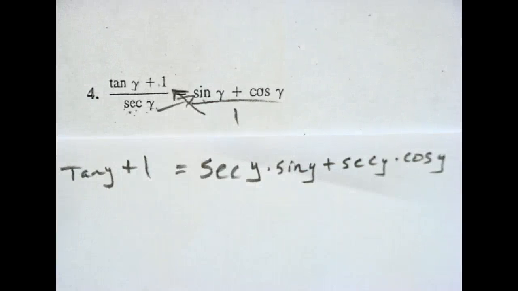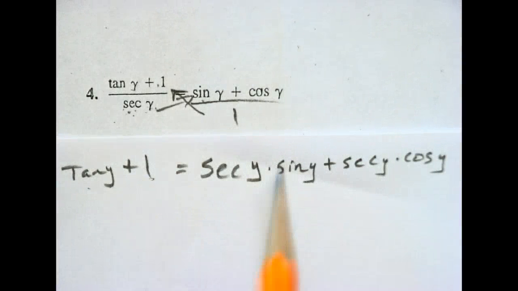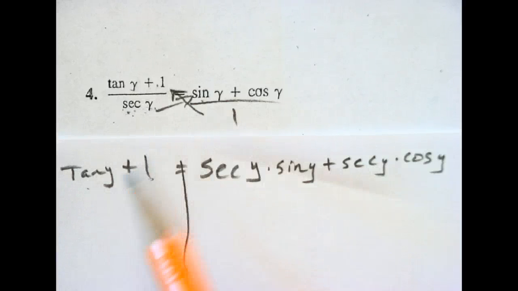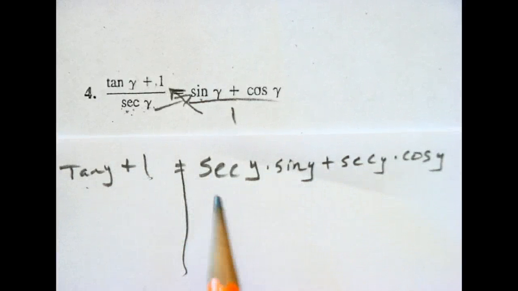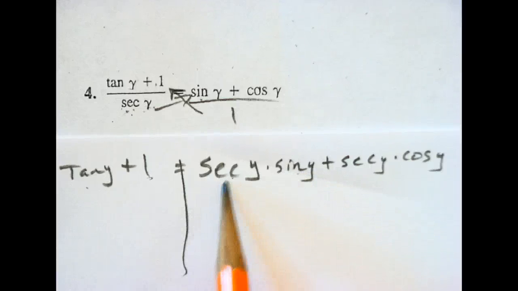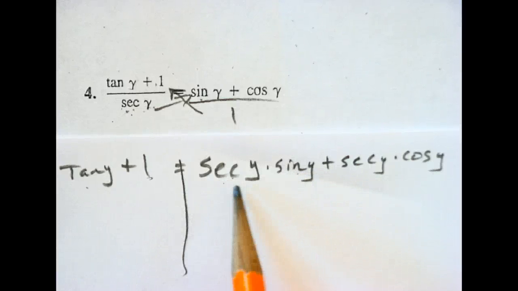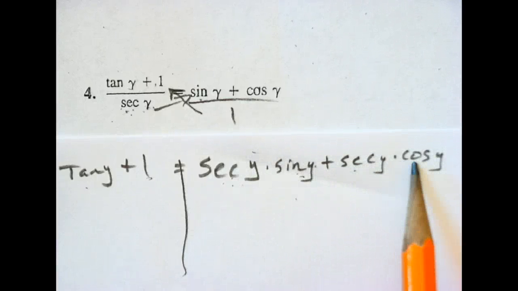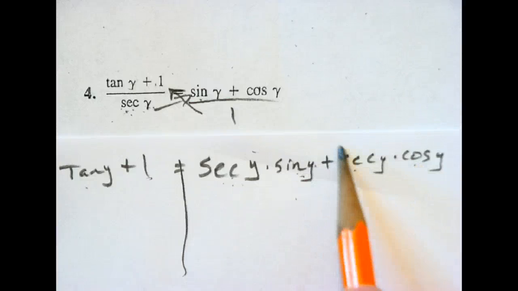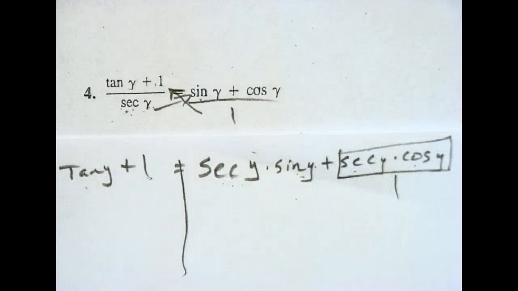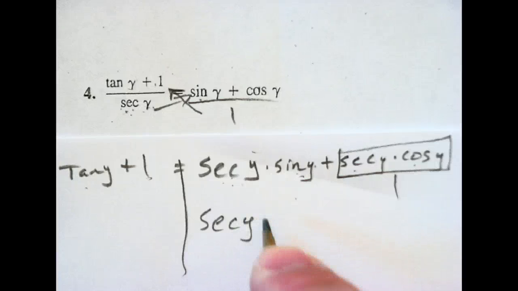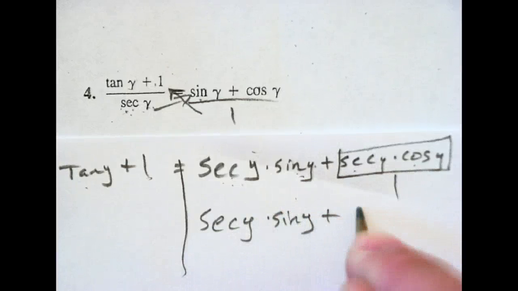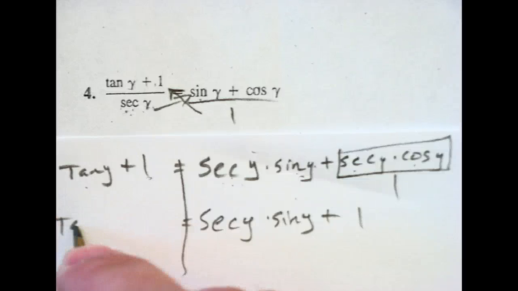From there, simplify each side of the equation. Well, I can't do anything on this side. There's nothing you can do there. But over here, when I look at secant and sine, I first look and see if they're reciprocals. Secant and sine aren't reciprocals. They're not going to make 1. Nothing's going to cancel there. You get 1 over cos and then sine over 1. Nothing happens. Secant and cos, though, are reciprocals. That gives me 1. So now I have secant y times sine y plus 1 equals tan y plus 1.